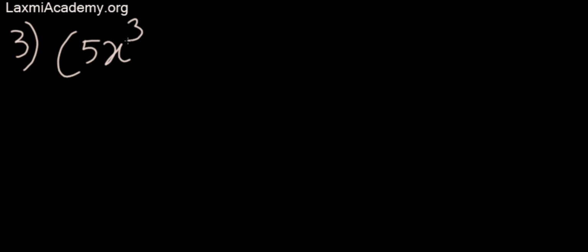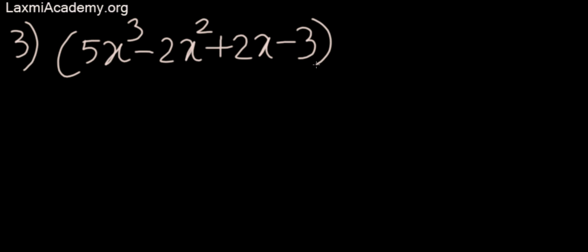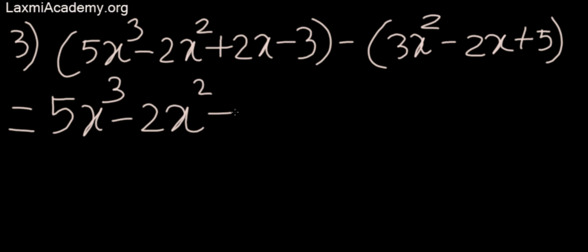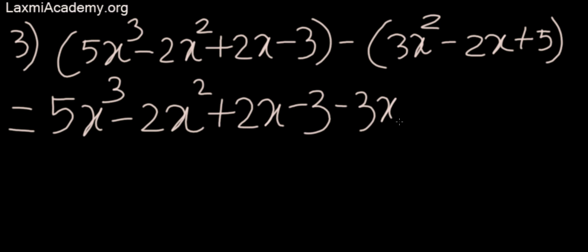5x cubed minus 2x square plus 2x minus 3, and you're going to subtract 3x square minus 2x plus 5. So here the first polynomial I'm going to write as it is, 5x cubed minus 2x square plus 2x minus 3, and here just change the sign. Positive 3x square will be negative 3x square, negative 2x will be positive 2x, and positive 5 will be -5.